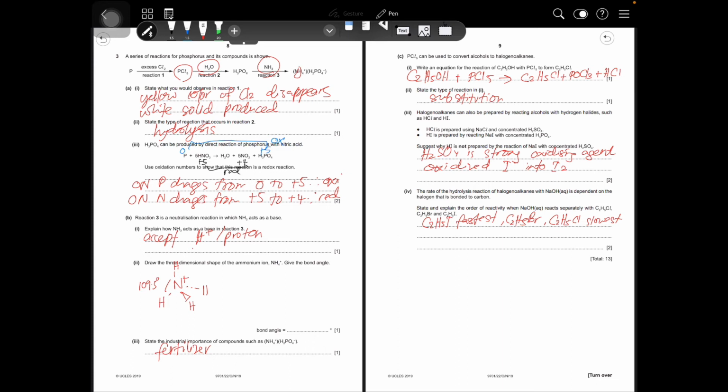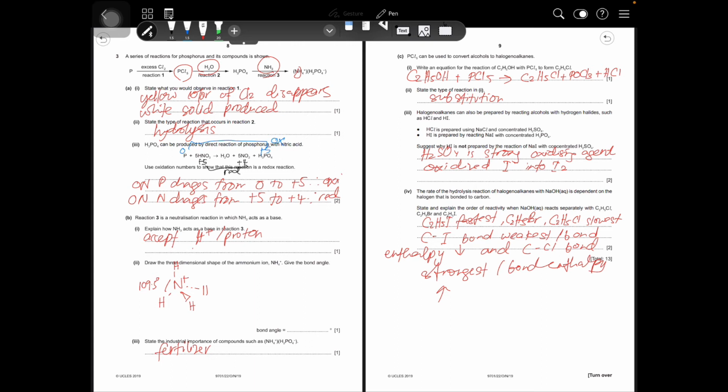For halogenoalkanes, the reactivity depends on the bond enthalpy. The C-I bond is the weakest, or the bond enthalpy of the C-I bond is the lowest. And the C-Cl bond is the strongest, or we can say that the bond enthalpy of the C-Cl bond is the highest. Because of that, the C-Cl bond is harder to break compared to the C-I bond.